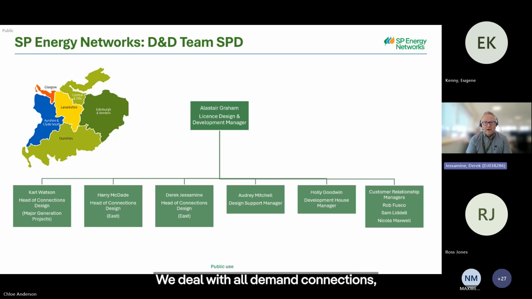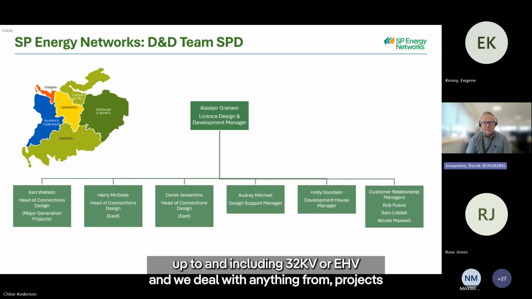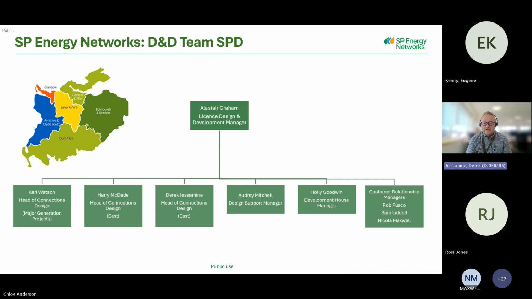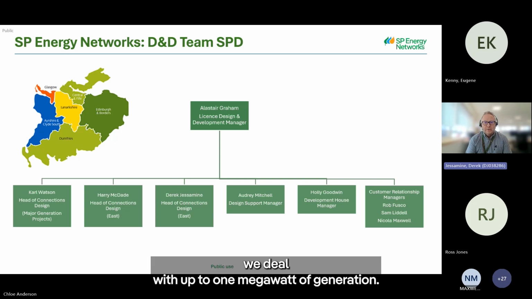And we deal with all demand connections up to and including 33 kV or EHV, and we deal with anything from projects that fail, that look at fast track at the small level of G99, and we deal with up to 1 megawatt of generation.